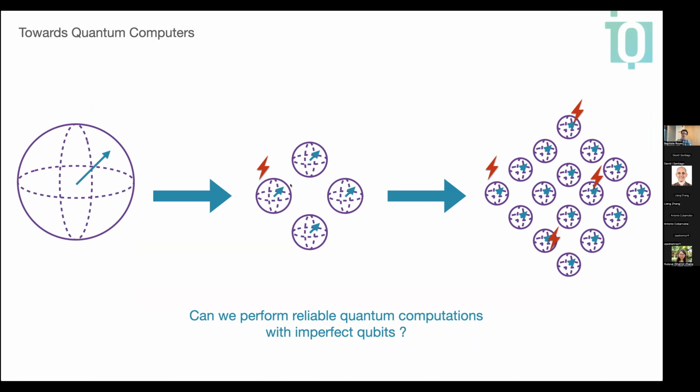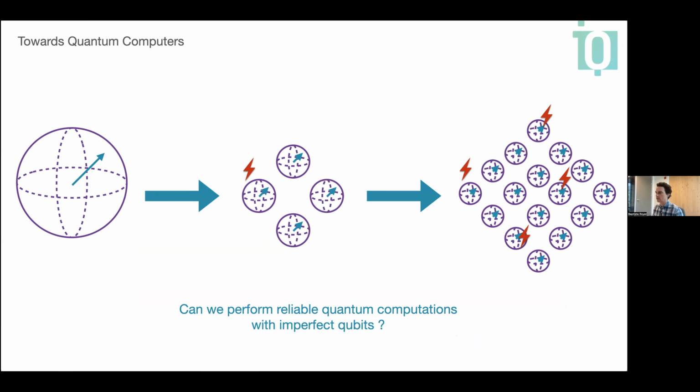And so, okay, in this work, we were interested in the question: can we perform reliable quantum computation with imperfect qubits? We know that if we want to build a quantum computer, we'll need a lot of qubits, and these qubits are imperfect. And if we don't do anything special, then for sure we'll be overwhelmed by errors. If we have many qubits, the probability that we have errors goes up. And so the solution is to do quantum error correction.